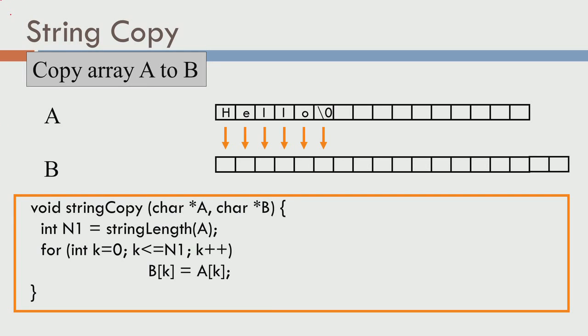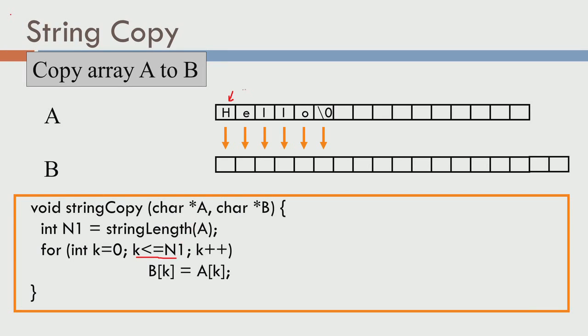So, what we have is n1, which is string length of A. What we have done here is we pass A to the string length function, and you know that it is going to return the size of A. So, what is the length of A here? Length of A is 5 because HELLO has 5 characters. And what this program does is it starts from k equal to 0, k less than or equal to n1, k plus plus. So, it starts from this location, and notice this little thing, it is k less than or equal to n1.